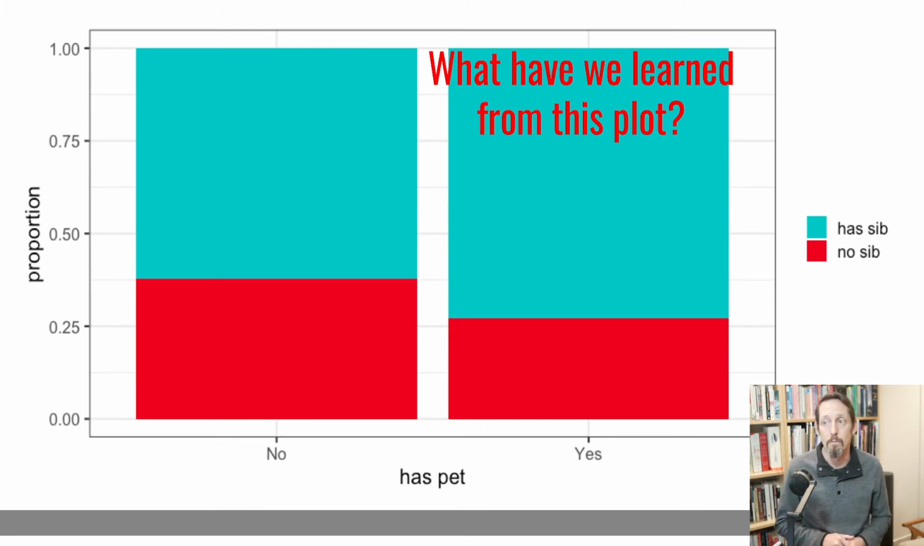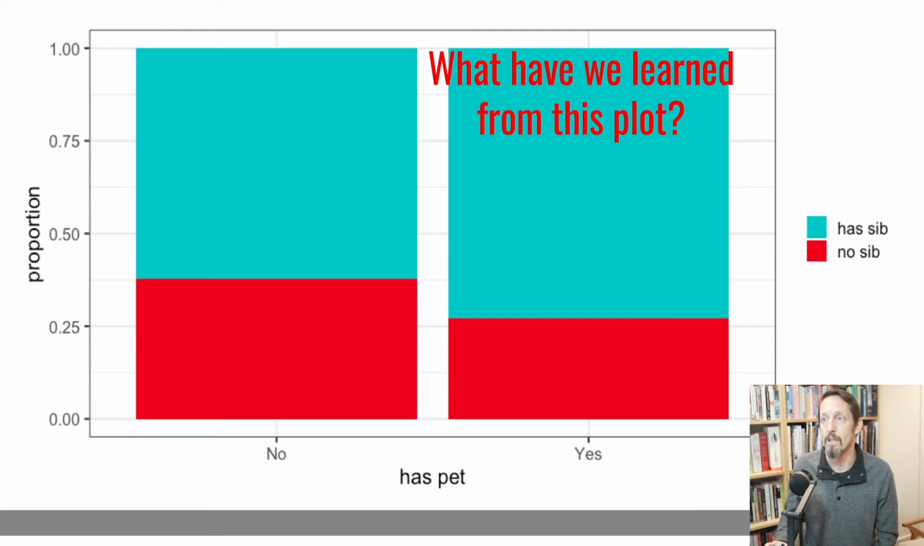Have we learned something from this plot? Does it look like there is any possible relationship between whether you have a pet and whether you have a sibling? Yes, no? I mean, there's a height difference on the red bar, right? And when you turn it into proportions, right, where what you have is each one of these is about how many.